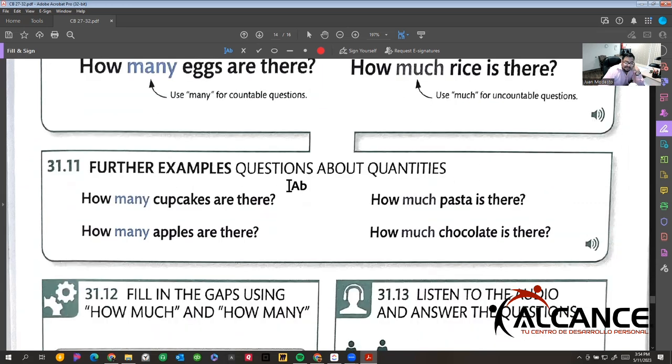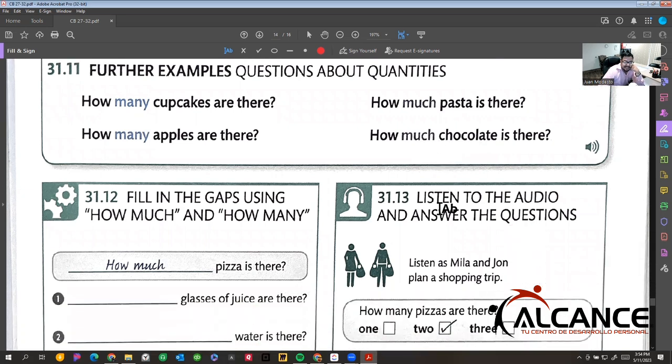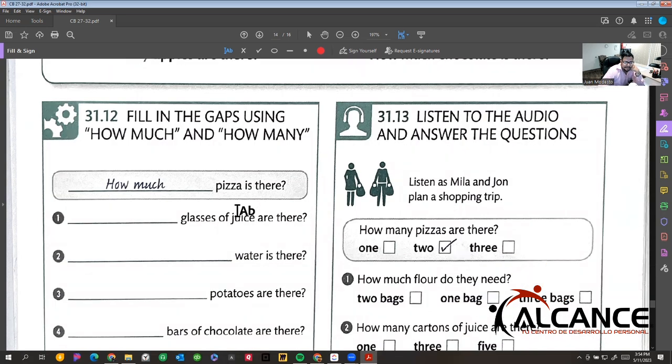Further examples of questions about quantities. Cupcakes se pueden contar. You can count them. How many cupcakes are there? How many apples are there? How much pasta is there? How much chocolate is there, ¿verdad? Pasta no se puede contar. Chocolate no se puede contar, al menos que lo pongas en una barra. Unless you put it in a bar or in a cup.